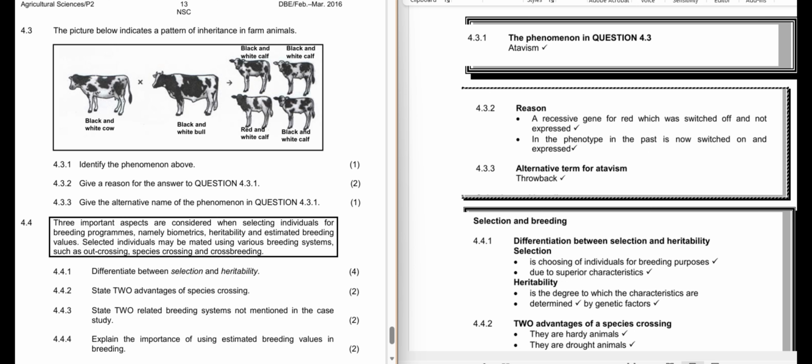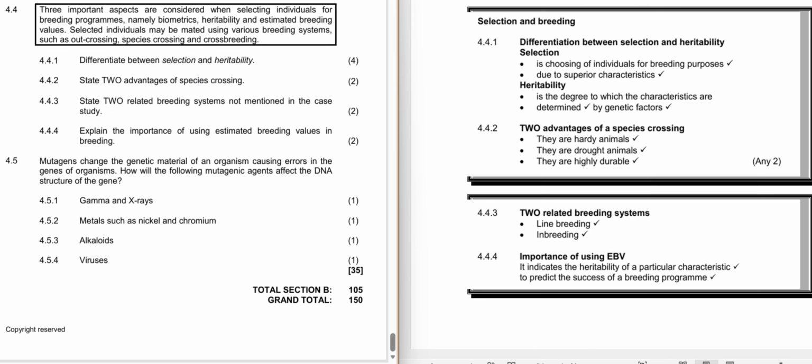4.4.2. State two advantages of species crossing. Results in hardy animals and drought-resistant animals. 4.4.3. State two related breeding systems not mentioned in the case study. Line breeding and inbreeding are two related breeding systems. 4.4.4. Explain the importance of using estimated breeding values in breeding. Using EBV is important because it indicates the heritability of a particular characteristic to predict the success of a breeding program. 4.5. Mutagens change the genetic material of an organism, causing errors in the genes of organisms. How will the following mutagenic agents affect the DNA structure of the gene?